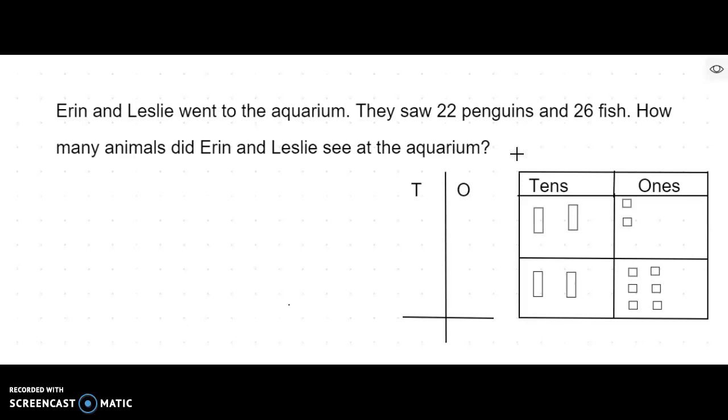So remember, when I am completing a word problem, I need to start by underlining what I need to know and what I want to know. So I'm going to start by rereading this problem and underlining the information I need to know and I want to know. Let's read it again. Aaron and Leslie went to the aquarium. They saw 22 penguins and 26 fish. What do I need to know right now? Right, I need to know that they saw 22 penguins. I'm going to circle my number. And they saw 26 fish.